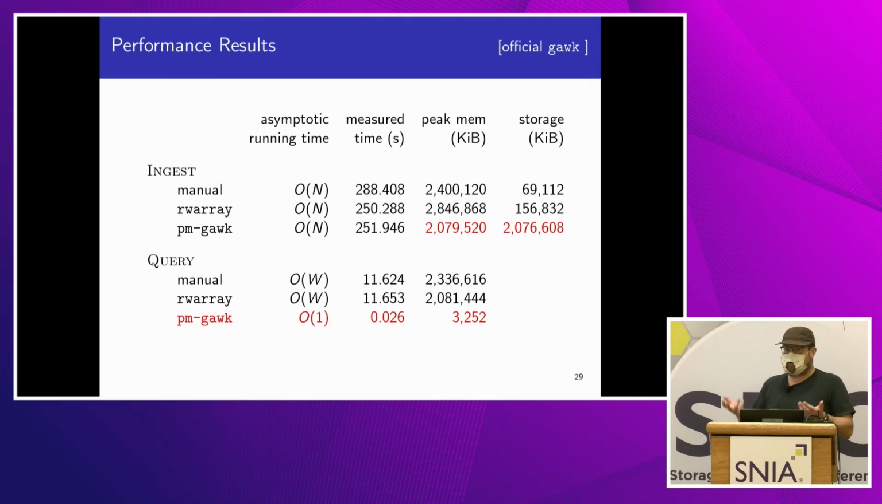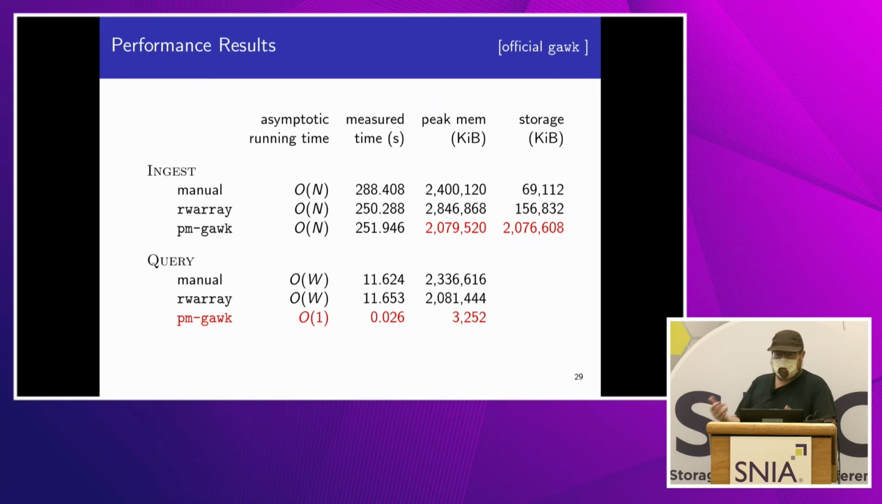Persistent memory gawk's persistent heap is much larger. Like the memory footprint of all three approaches during ingest, the heap file is around 2 gigabytes, and this is not a coincidence. Persistent memory gawk's persistent heap contains the in-memory representation of the big associative array of word frequencies.